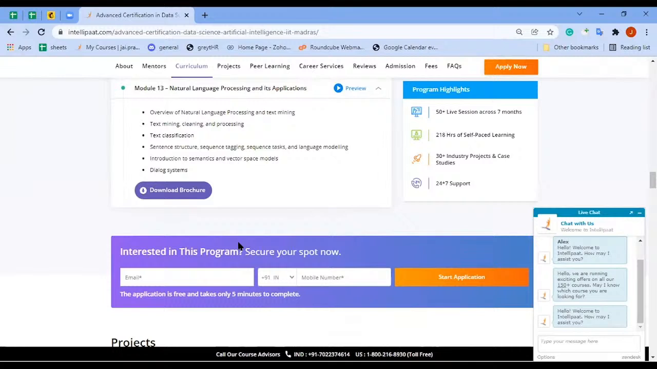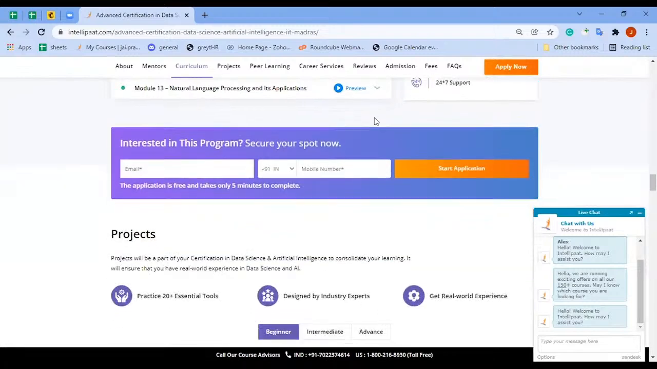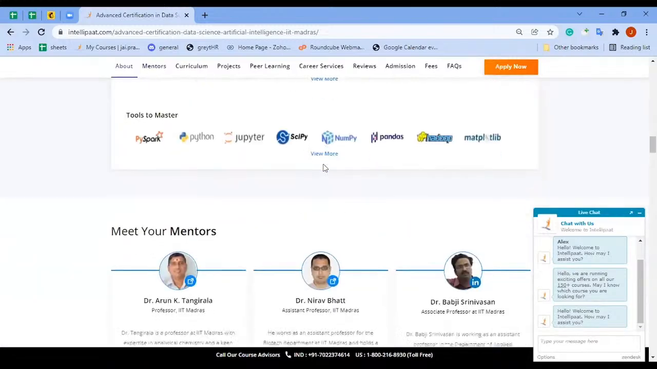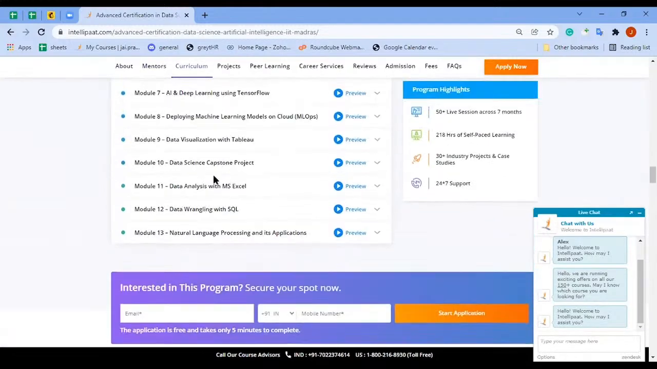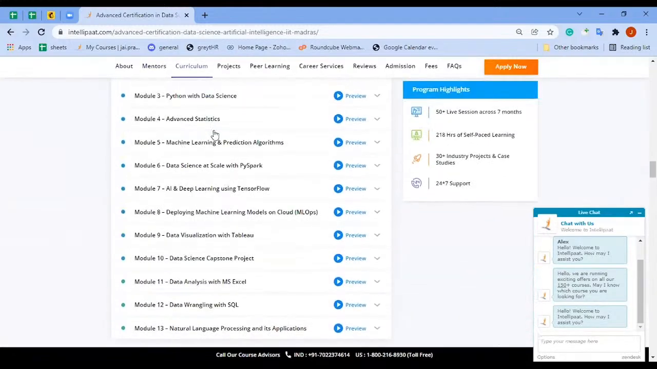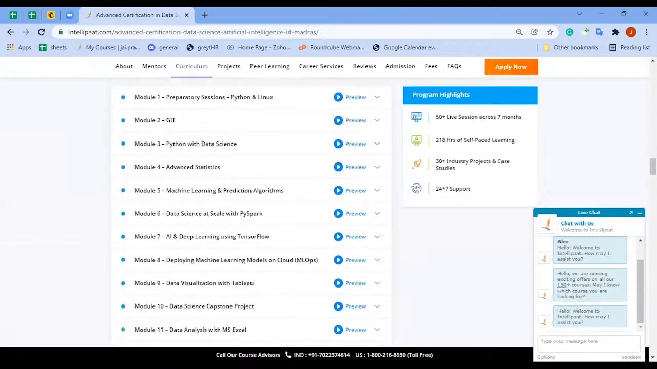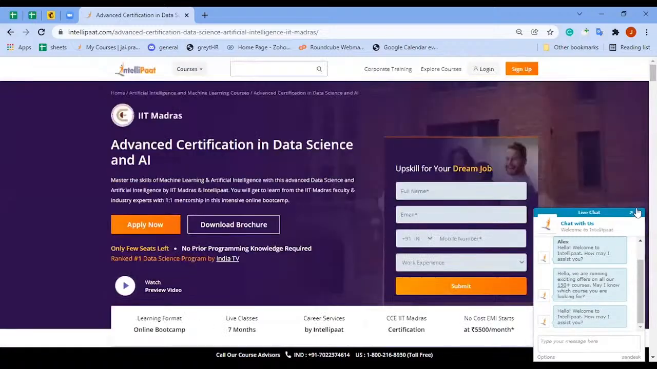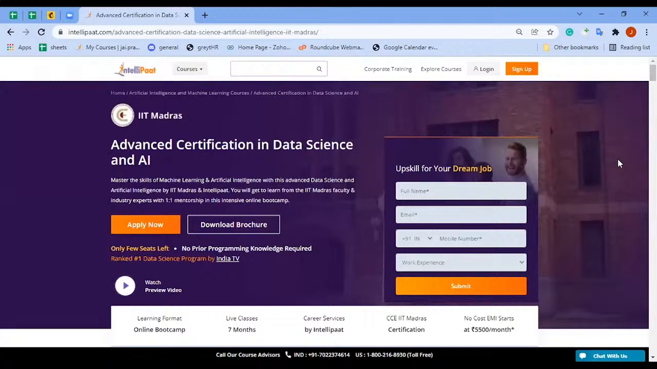If you see this entire combination of total 13 modules which you are getting, it is the perfect combination for a person who is aspiring to become a data science professional. This is also one of the best-selling courses on our website, and it will assure you the best job in the data science industry. Now, let's talk about how the course will be conducted for you.